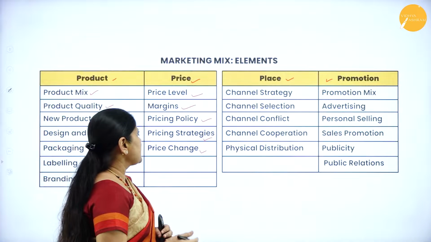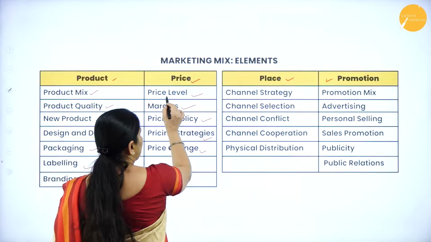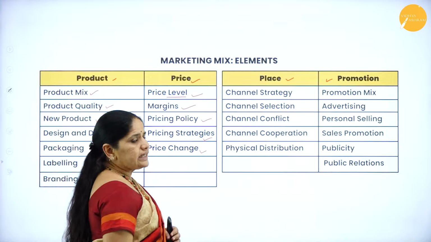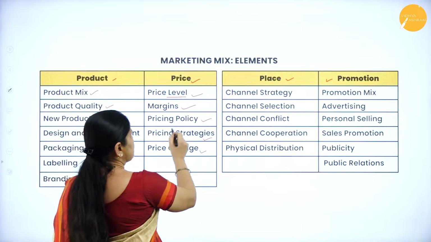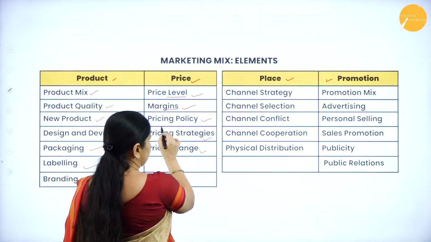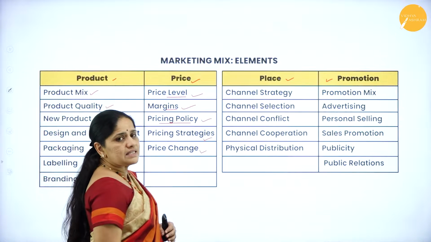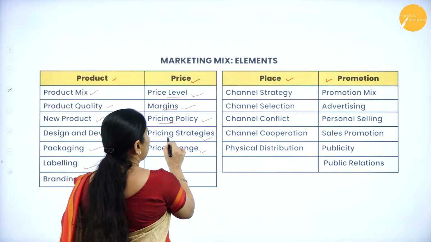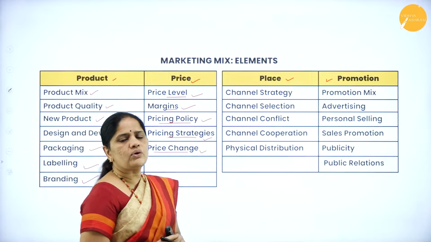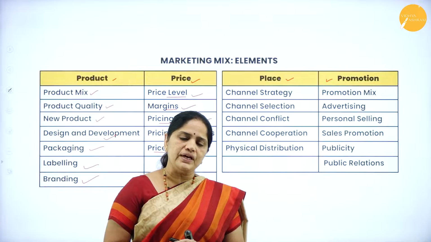Now, this price comprises of the price level. So, how do you arrive at the price of a product? So, it is the product of the price level, the margin, that is the profit margin which has been included by the manufacturer, then the pricing policy of the company, pricing strategies and price change. So, all these go into deciding the price of the product.